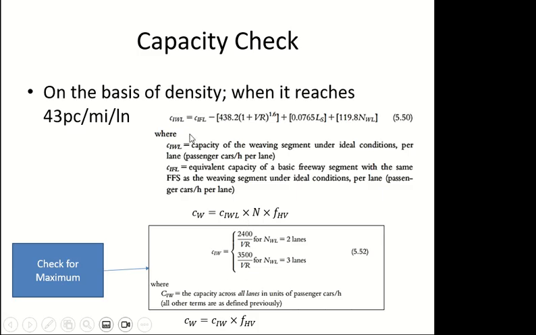Once you calculate the capacity per lane and then multiply by the number of lanes, whatever number you get should be less than these values. And the capacity, as we have seen earlier, is the number of passenger cars per hour.